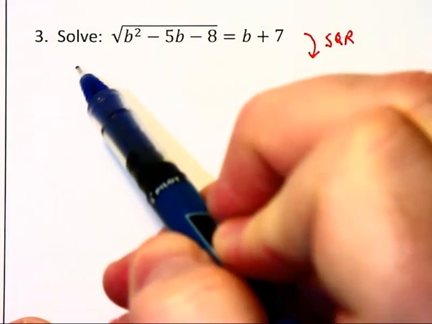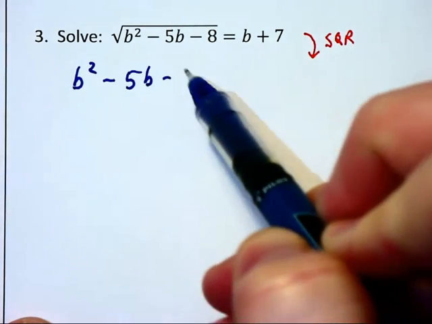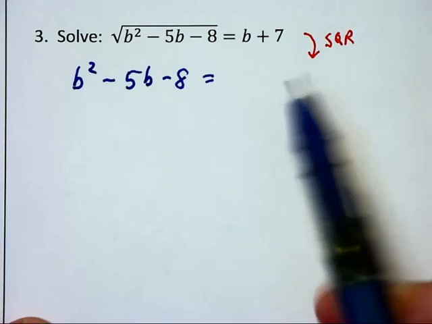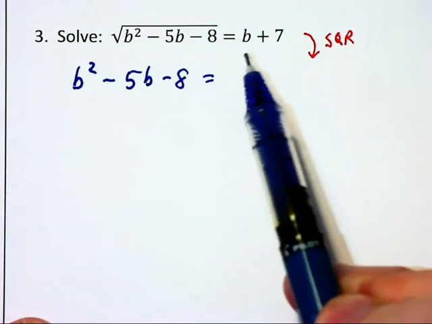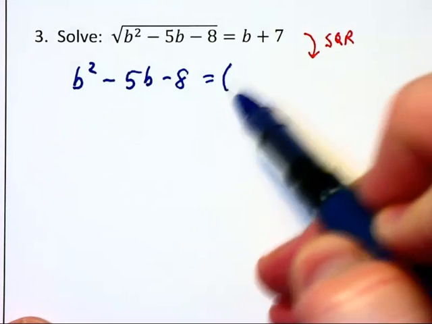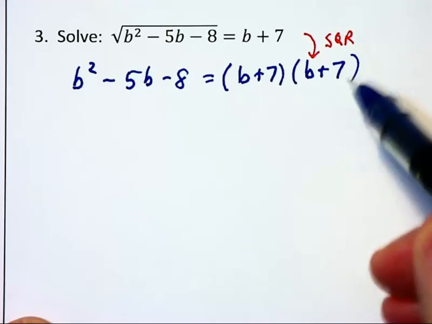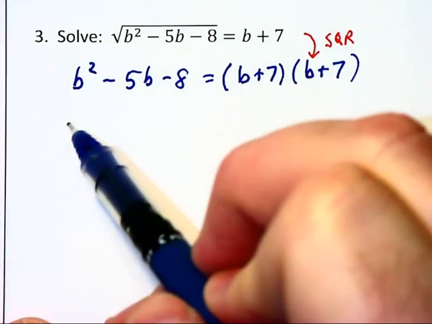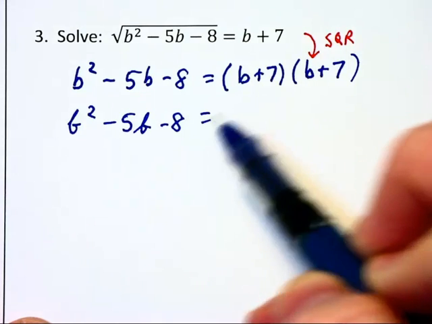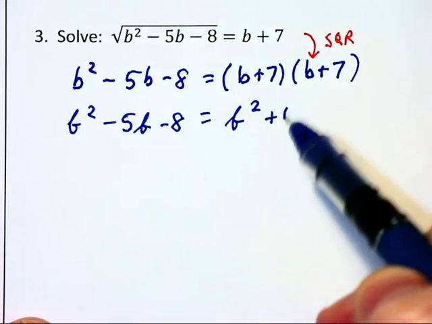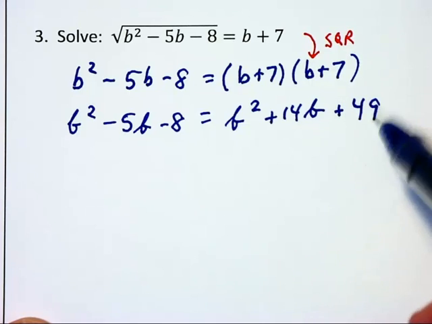Squaring the left just lifts off the radical, giving us b squared minus 5b minus 8. On the right, the common mistake is for people to write b squared plus 49, missing the 2 middle terms of FOIL. So I recommend that you rewrite this as b plus 7 times b plus 7 and actually do the foiling. We're going to have b squared minus 5b minus 8 is equal to b squared plus 14b, when you combine the middle terms, plus 49.